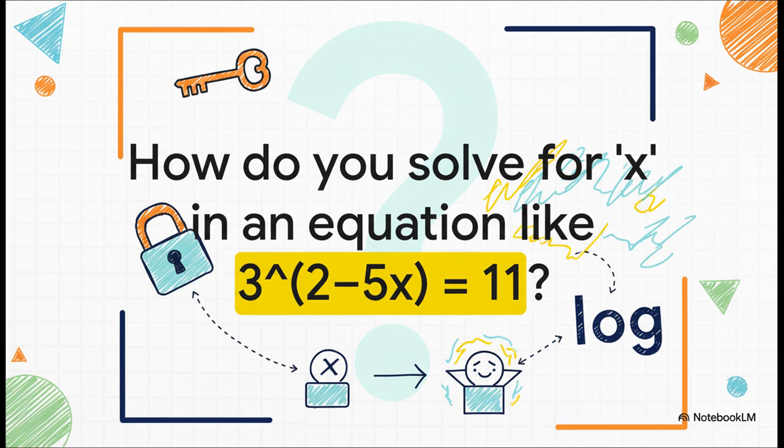Okay, so here's our challenge. Our whole mission is to solve for x. But look where it is. It's not down on the ground floor with the other numbers. It's trapped up in the exponent. So the big question is, how in the world do we get it down from there?